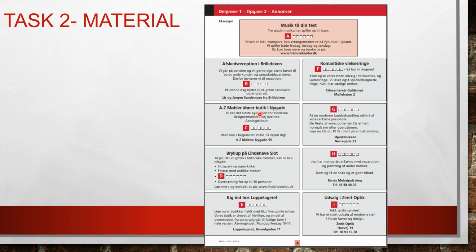Then the next task in the same question paper, where you have to find the matching keywords in the advertisements. Okay, so the material will look like this. For this, there will be some advertisements and there will be some missing taglines in the advertisements. So in the questions, there will be missing taglines. You have to find where it fits best, right?